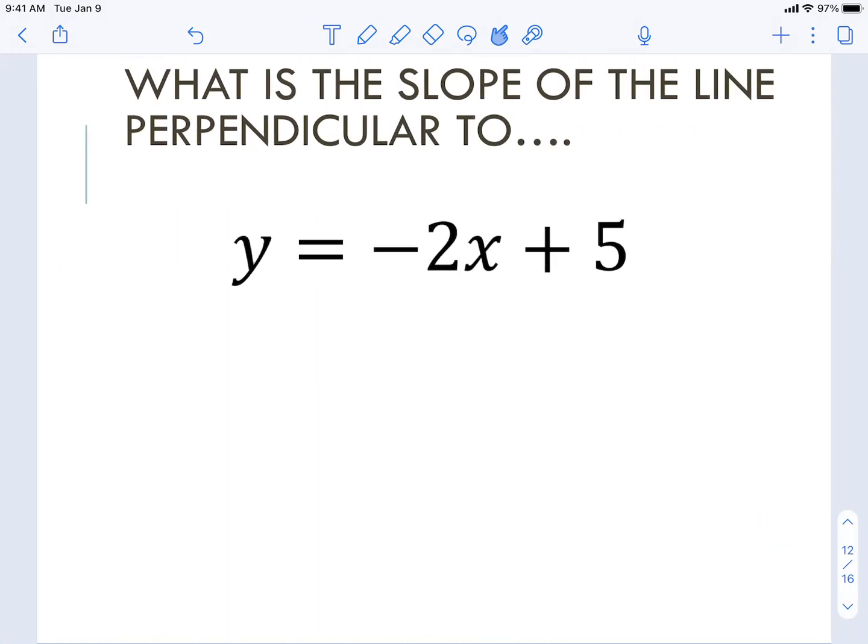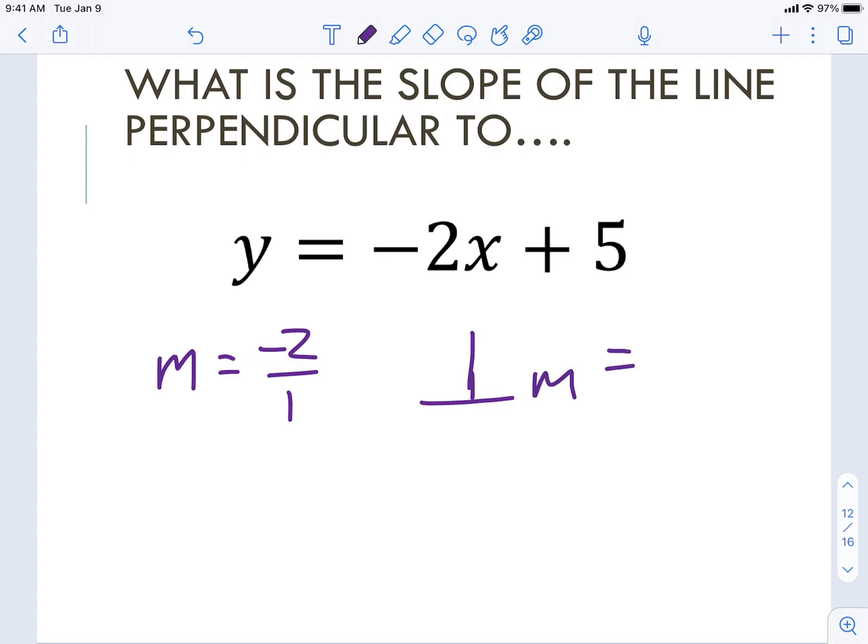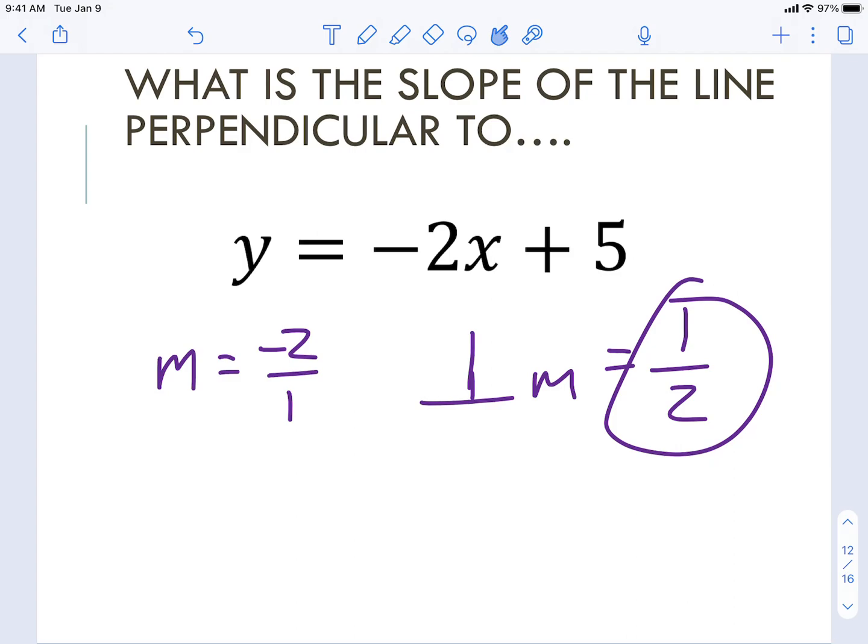All right, what slope is perpendicular to this? So if m, our slope, is equal to negative 2, remember that's the same as negative 2 over 1. Perpendicular slope is opposite reciprocal. So the perpendicular slope is going to change from negative to positive, and then the fraction is going to flip, so positive 1/2. And you don't have to label it like this. I just like to do that.